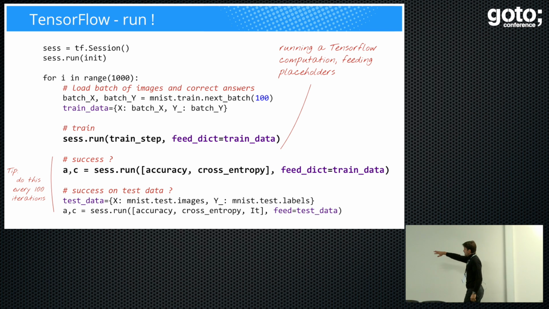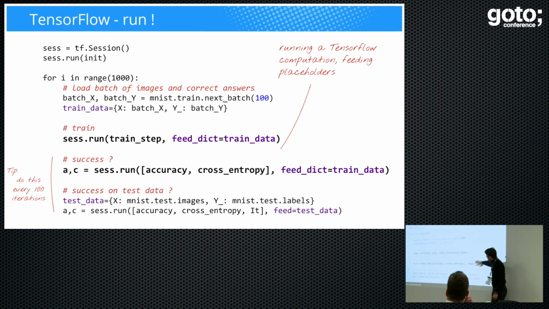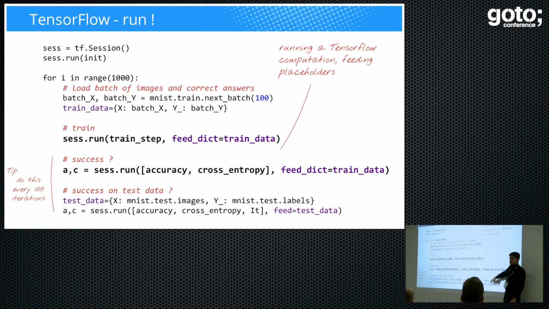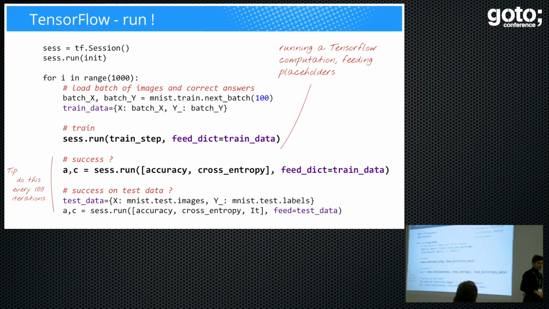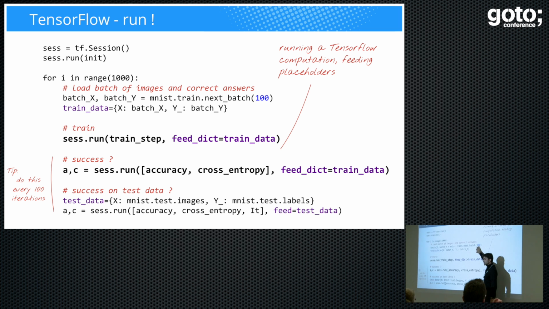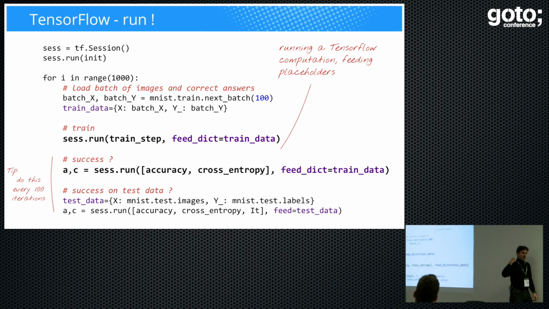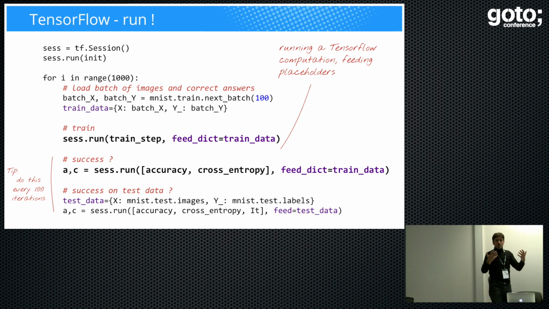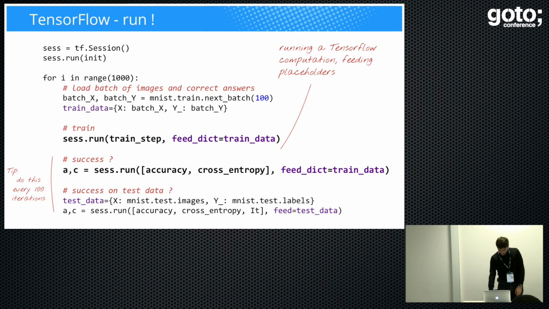So we run this training step, and then everything else here is just for display. So we compute the percentage of correctly recognized images, the cross entropy, so that we can put it on the screen. But the core of the algorithm is this one. Load 100 training images and labels, run one training step. And that makes the weights and biases evolve, and we put stuff on the screen to see if it is evolving in the right direction.